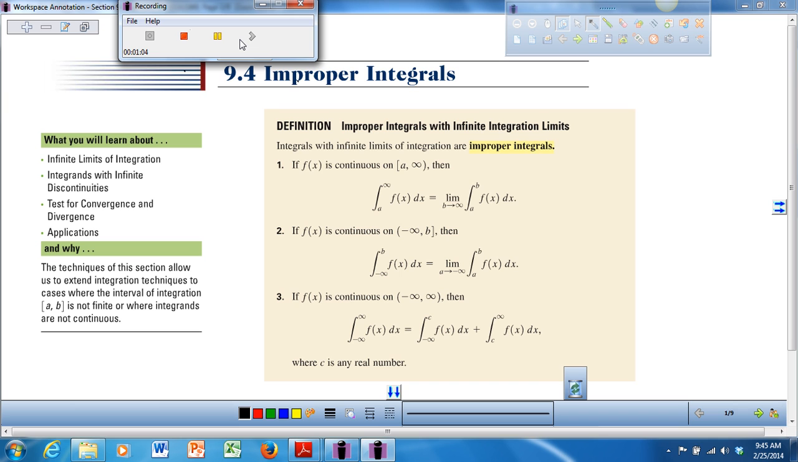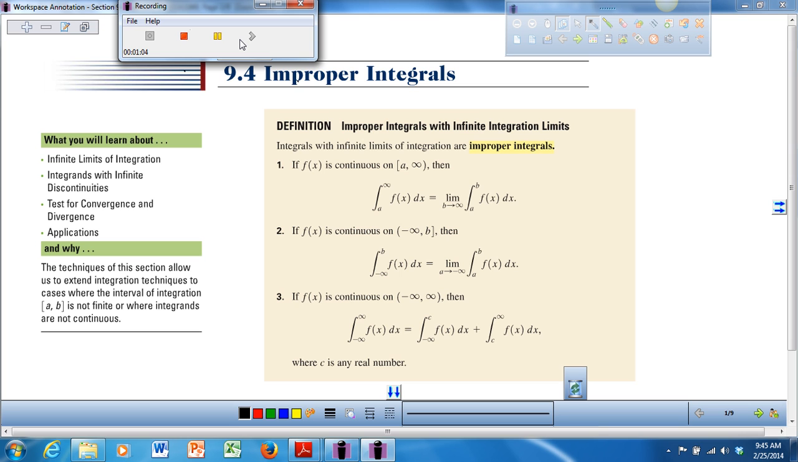So in this case, to address these infinite limits on our integrals, we need to bring in a limit. So if our upper limit approaches infinity, we need to replace it with a variable and take the limit as that variable approaches infinity. All right, same thing happens when the lower limit is negative infinity. We replace that negative infinity with a variable and take the limit as that variable approaches negative infinity.